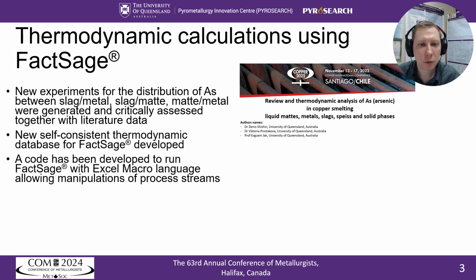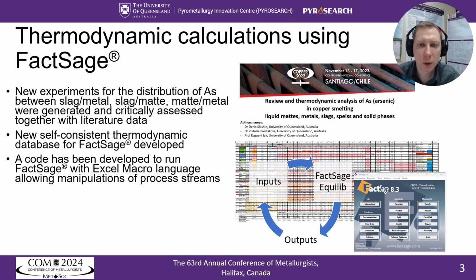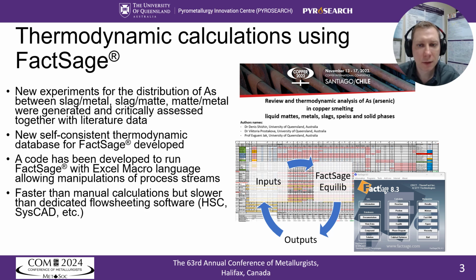FactSage itself is not very suitable for process simulations due to the inconvenient interface for the manipulations with streams. So we developed an Excel macro code which allows us working with streams in Excel while performing complex multi-component, multi-phase calculations in FactSage. This method is definitely faster than manual calculations in FactSage, but slower compared to the dedicated flowsheeting software such as HSC or SysCAD. Still, it provides the full power of thermodynamics without the need to set up extents of the reactions.